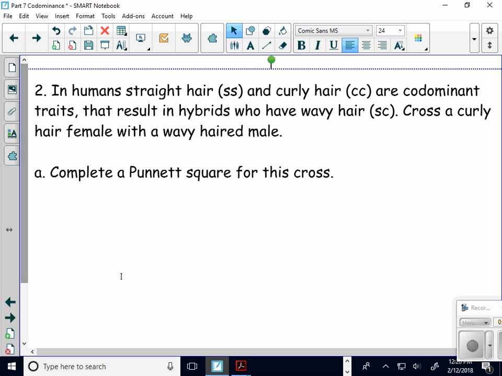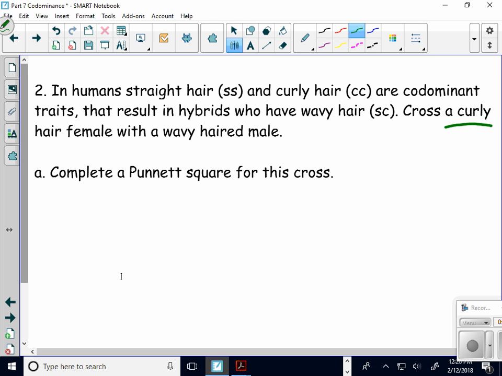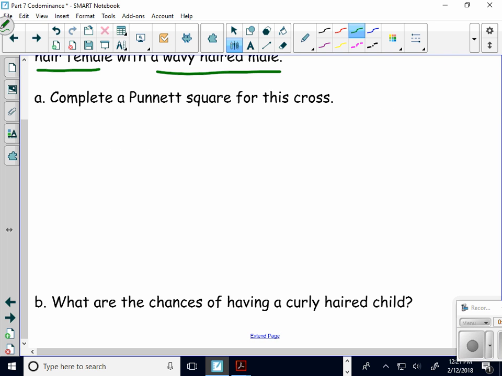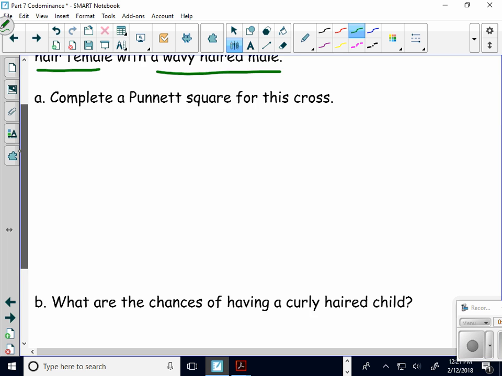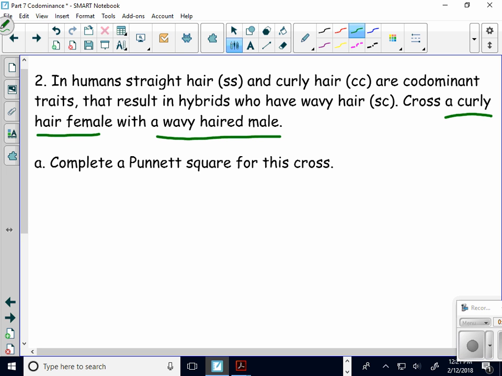Cross a curly hair female with a wavy haired male. Now, we know that we have a curly haired female, we have a wavy haired male. Now, we talked about sex-linked traits before, didn't we? So we could compare these with the X's and Y's, but that's not necessary because the people that ask this question do not want to know whether it's male or female, do they? So that doesn't matter right now for us. We could say this many male, this many female, but I don't need to do that because it's only asking me whether it's curly hair, wavy hair, or straight hair.